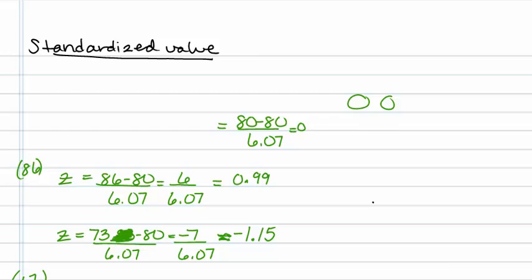A standardized value, like a z-score, shows you how people are doing relative to their peers, relative to the people who are being surveyed or asked.